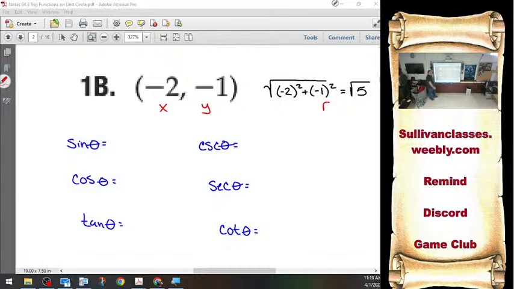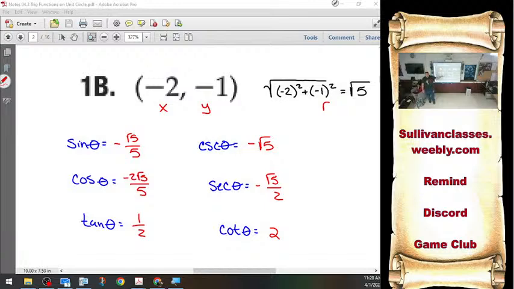Y over R and rationalize, negative root of 5 over 5. X over R and rationalize, negative 2 root of 5 over 5. Y over X, positive 1/2 when my negatives cancel out. Flippity floppity and say R over Y. So now it's going to be a negative root of 5 over 2, and then a positive 2. Cool?